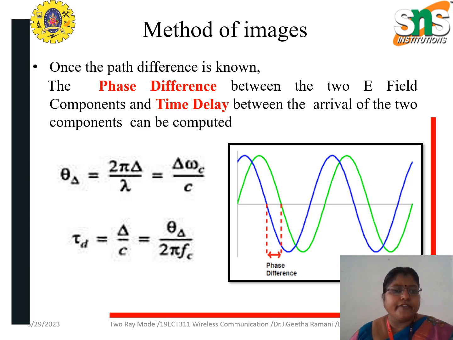The phase difference is theta del, which is calculated using the formula 2 pi by lambda into del. We could rewrite this as del omega c by c, where omega c is the angular frequency, and the time delay is calculated using del by c. By substituting the value of this phase difference, we will get theta del by 2 pi fc. So these are the values of the phase difference and time delay.